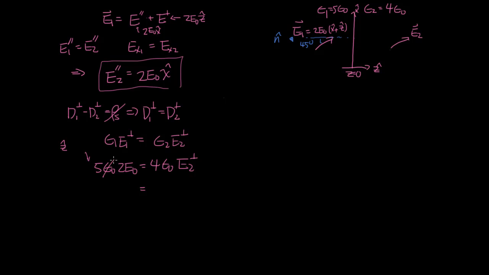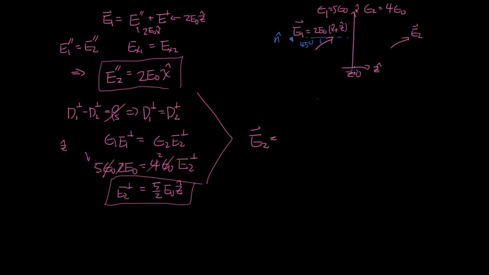Now we can go ahead and solve for this. The epsilon naught part cancels. So the normal component of E2 is going to be, so these two cancel out to be 2, we're going to get 5 over 2 E naught z hat. So now you can combine these two together, and you'll know that the electric field in region 2 is going to be equal to 2 E naught x hat plus 5 over 2, or 2.5 E naught z hat. And that is going to be the electric field on the other side.